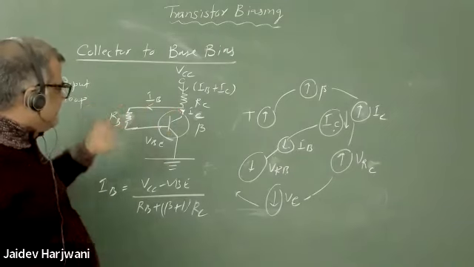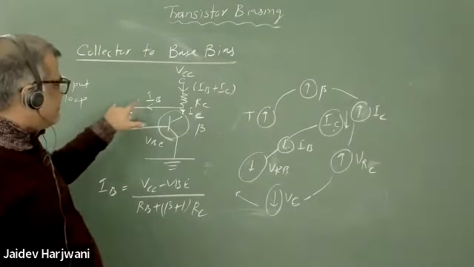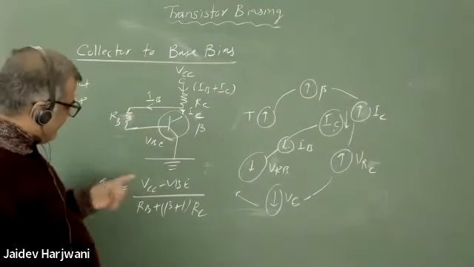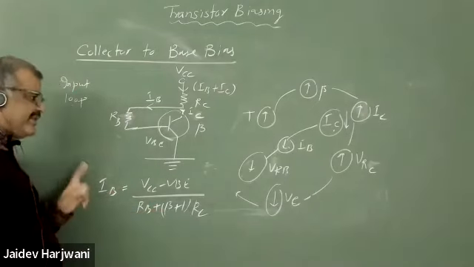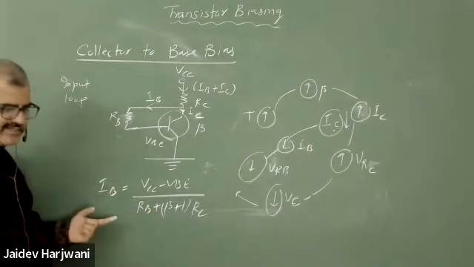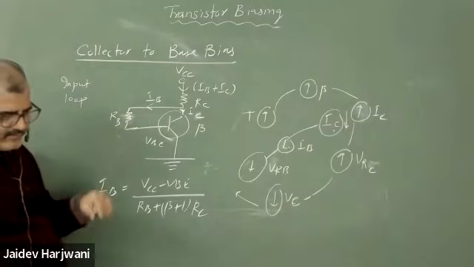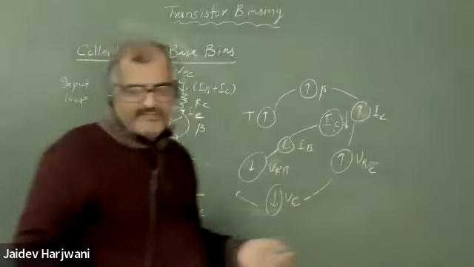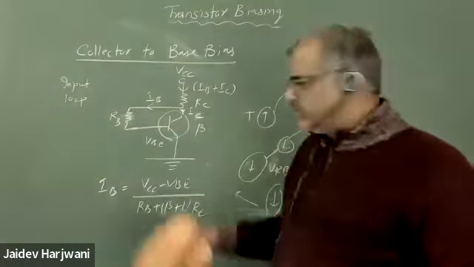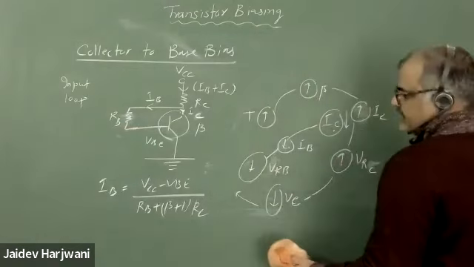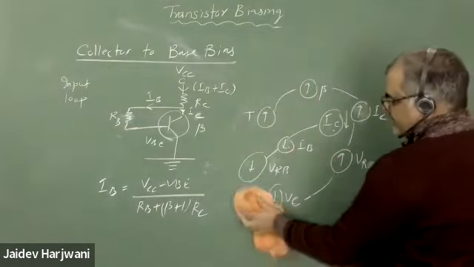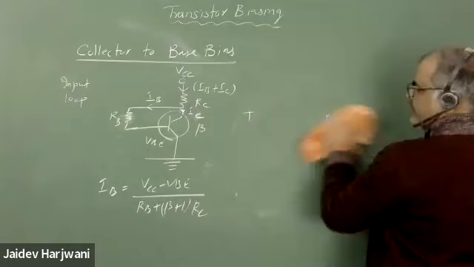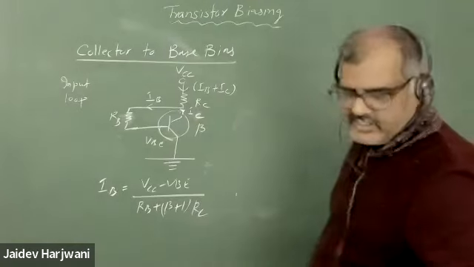So VRB decreasing means, since RB is fixed, your IB is decreasing. Or you can say simply from here, beta increases, your IB decreases. IB decreases, again it controls IC. That check is not perfect, but it has some control. Okay, now shall I erase this one? Now this was your input loop. You can write the equation in the output loop.